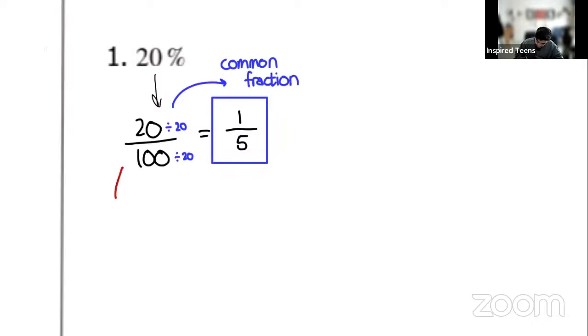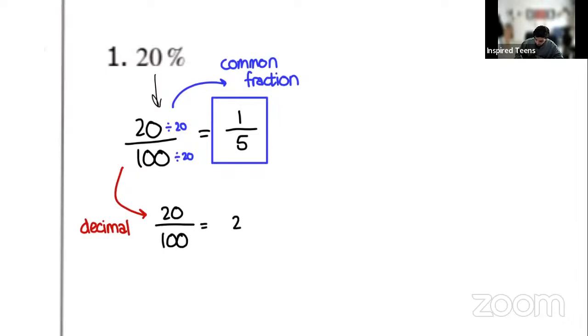If you want to convert it to decimal, what we'd have to do in that case is take it from that fraction and do division. So basically you're saying 20 divided by 100. In that case, you're moving the comma.